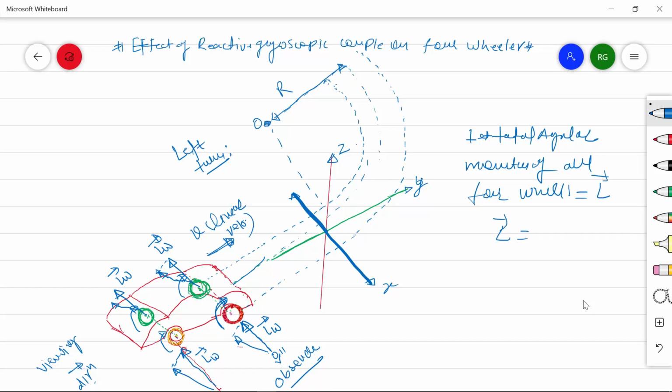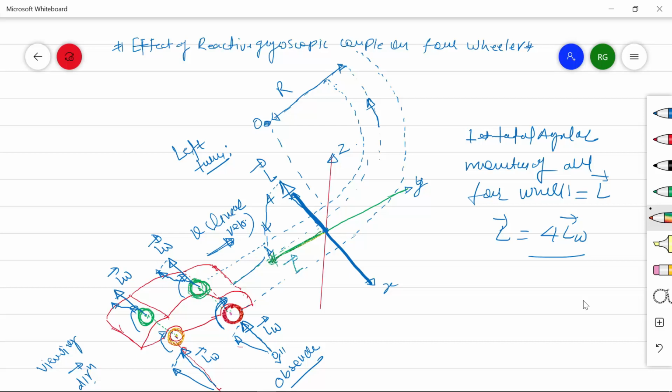So L equals 4 LW, and let's say this is pointing in this direction. This is the direction of L, and when this car is taking a left turn in this direction, this L will turn in this direction and it will follow this path. And when the car has turned by 90°, this would be the final position of the L angular momentum vector.